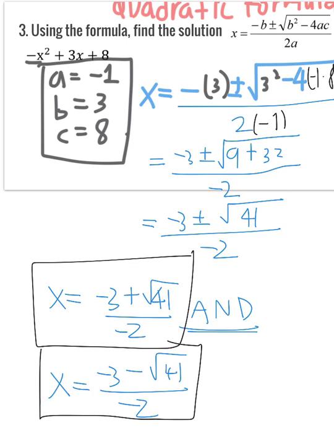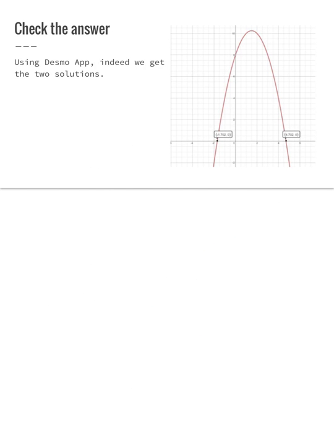And if you punch that into the calculator, I'm going to show you the decimal. If you look at that function, it was negative x squared plus 3x plus 8. So these two values will match the solution that we found on the previous page. And this is what it means: we have indeed found the x-intercepts where it crosses the x-axis, and we do get the two solutions.